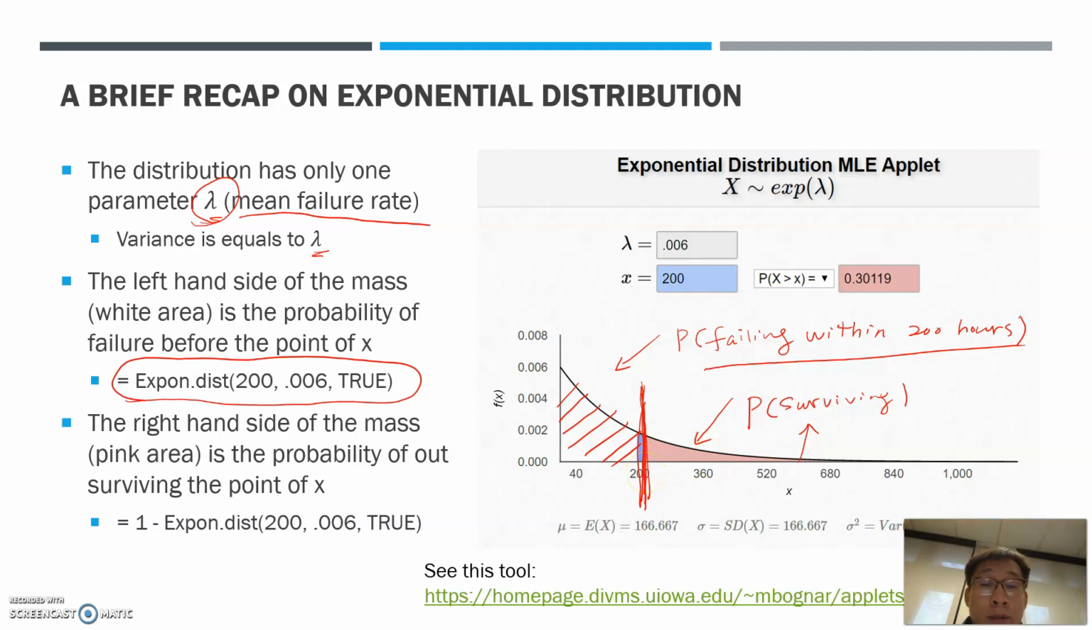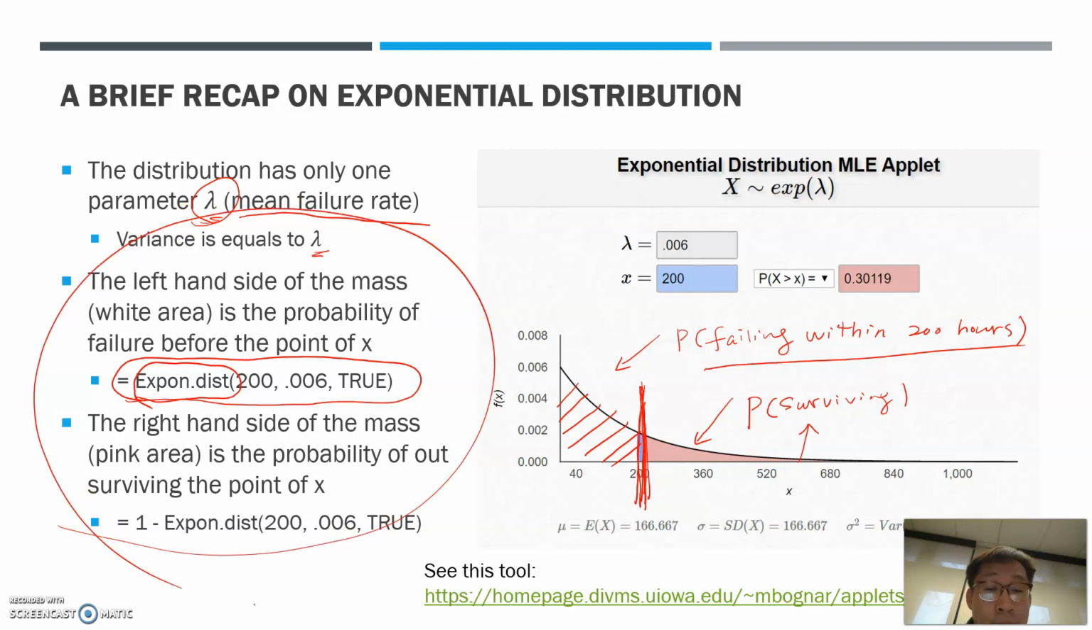I hope it's clear to you. So the Excel formula, Exponential Dist, will give you anywhere up until that point. Therefore, this formula tells you the failure rate. If you want to have the reliability, you can always do 1 minus that to obtain anywhere after that point, which gives you the reliability. So my description here basically explains that.